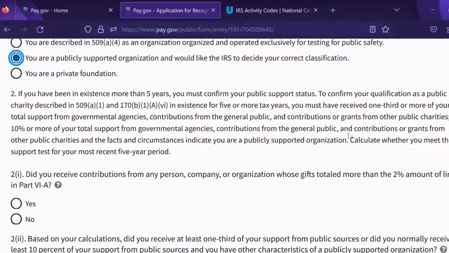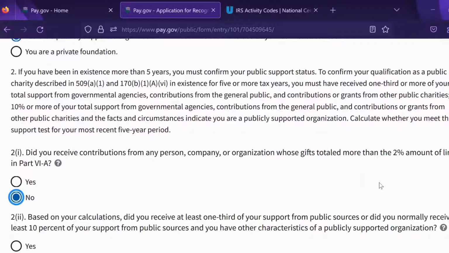Did you receive contributions from any person or organization, any person, company, or organization whose gift totaled more than 2% of the amount of line 8, Part VIII-A? We're going to select no for Jane because she had a well-balanced mix of grants and donations from various organizations and people. So we're going to select no.